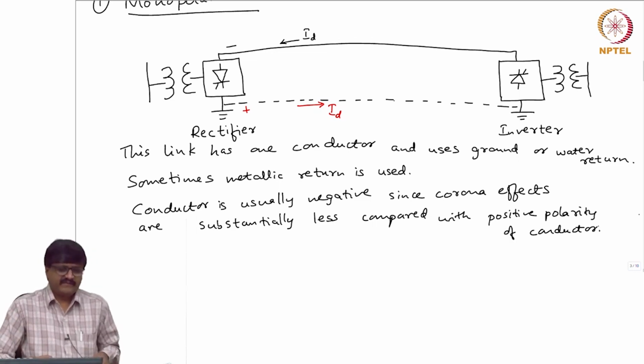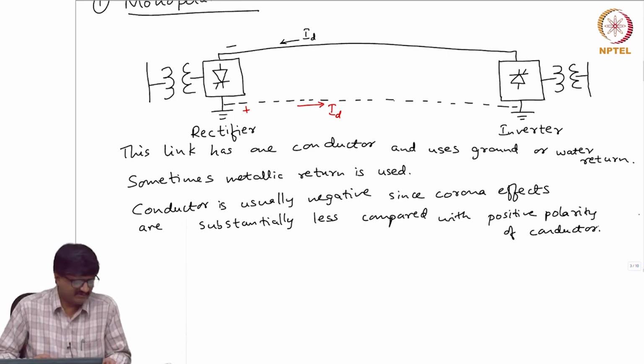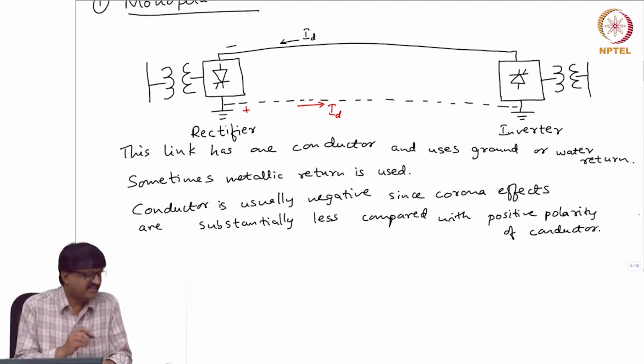So, this is one type of link, the monopolar link. There are many types of links, but in this course we will look at only two other types. One is bipolar and another one is homopolar. We will look at those details in the next class.